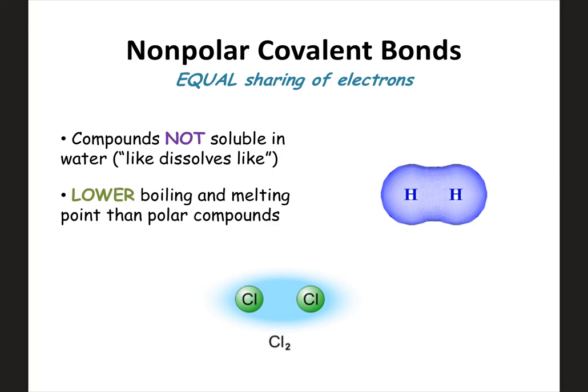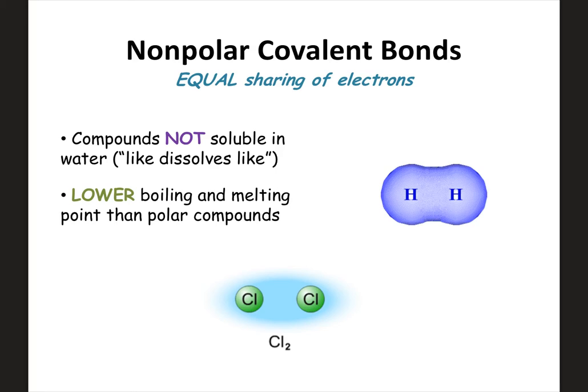The easiest example I can give you of a nonpolar covalent bond or a nonpolar covalent compound would be any diatomic: H2, O2, Cl2. Think about it. If an atom is in a tug of war against itself, nobody's going to win that tug of war. It's going to be completely equal sharing of electrons. Just imagine if you were in a tug of war against your twin. The tug of war is not really going to go anywhere. It's going to be an equal sharing.